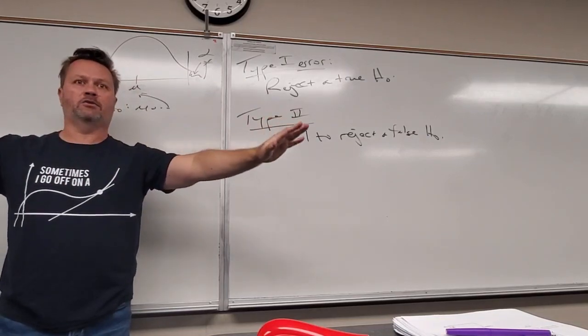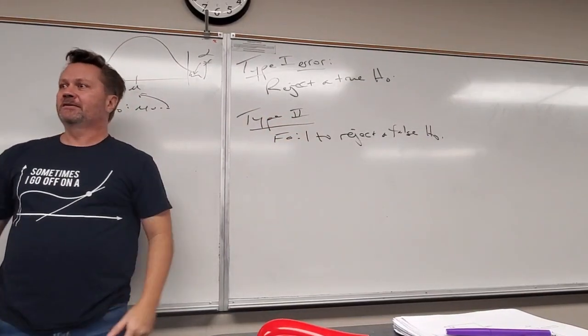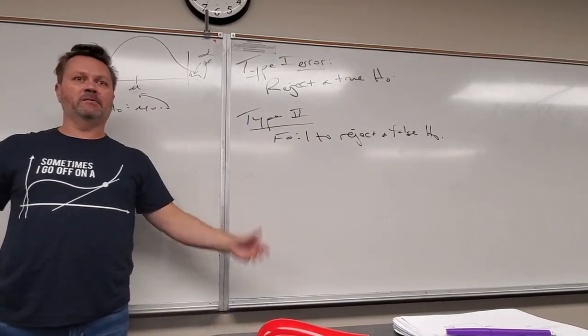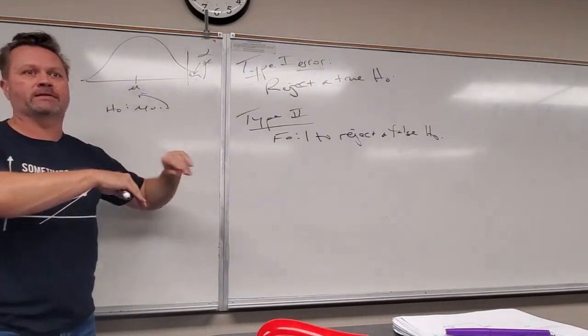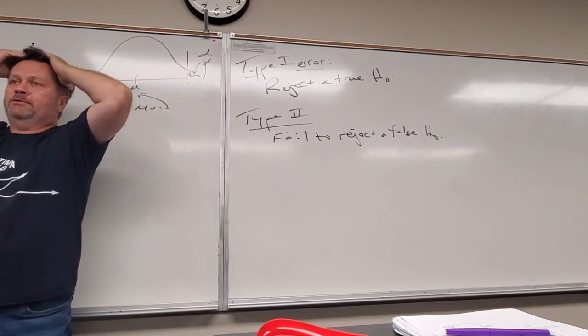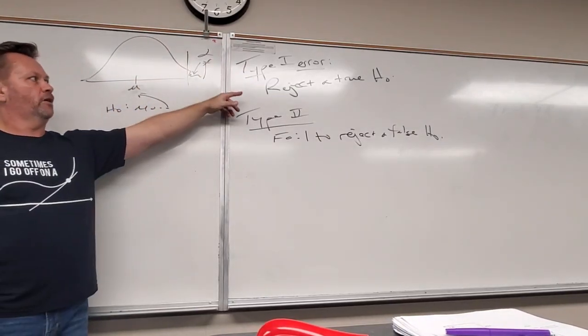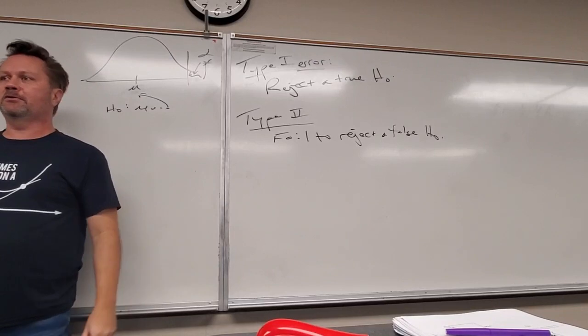So we can control the probability of making one of these errors. We cannot control it and make it 0%. The only way to make it 0% would make this impossible to pass. There would be no reason to do the test because we would always fail to reject. It would be no good.